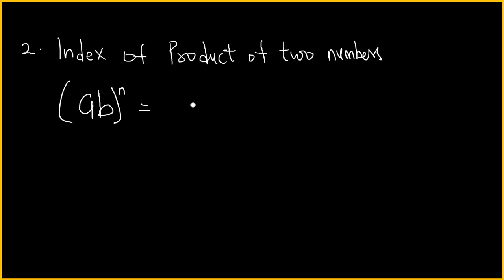So similar to this, we have a to the power n. So a is raised to n, b is also raised to n, b^n. And this is a property called the index of product of two property.